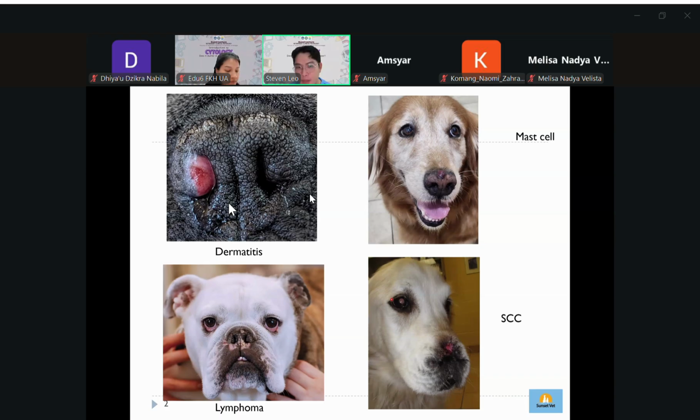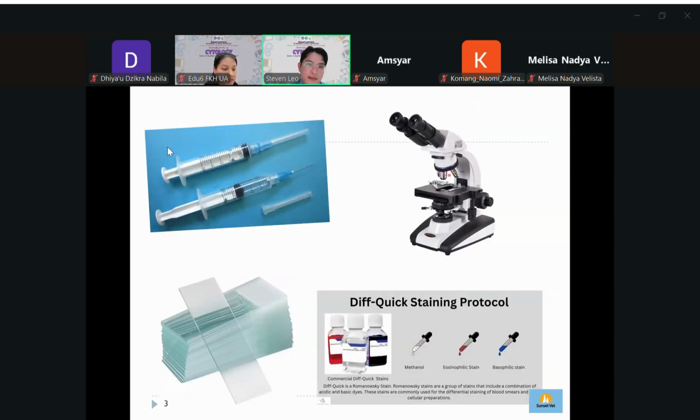From the four pictures like this one, you can imagine this is dermatitis, this is lymphoma, this is the mast cell, and this is the squamous cell carcinoma. This one is typically benign, just skin inflammation. But how about the lymphoma? How about the squamous cell carcinoma? And how about the mast cell? Everything looks similar. So what is the next step?